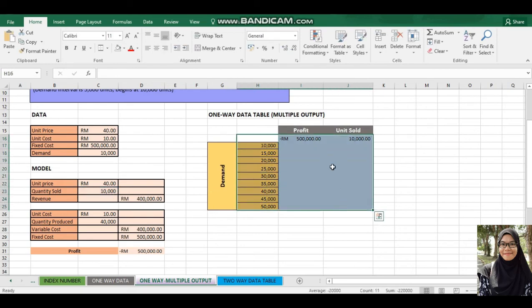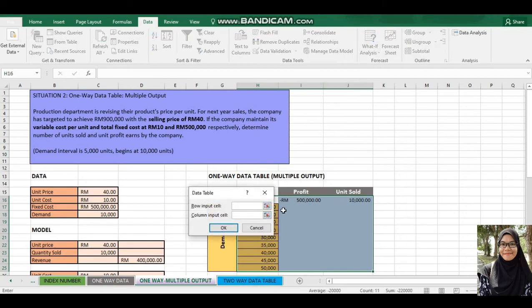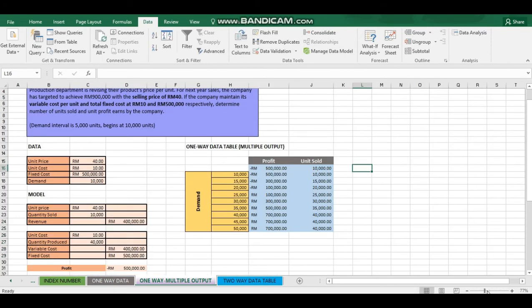We go to the data, click what-if analysis, and click data table, and put in the demand into the column input cell. And this is the result.